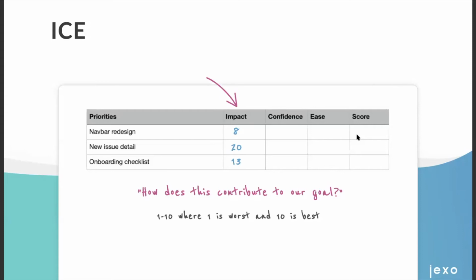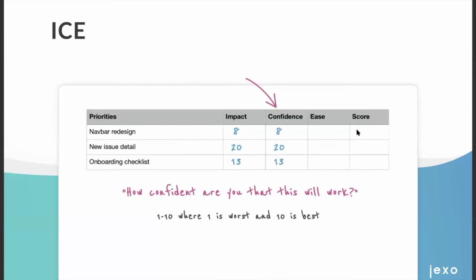When assigning the impact metric values, ask yourself the question, how does this contribute to your goal? The goal here is anything your team or company is trying to achieve, which might be, for example, focusing on customer retention, or increasing brand awareness, or increasing the quality of your product. And you will be assigning values from 1 to 10, where 1 is the smallest and 10 is the biggest impact.